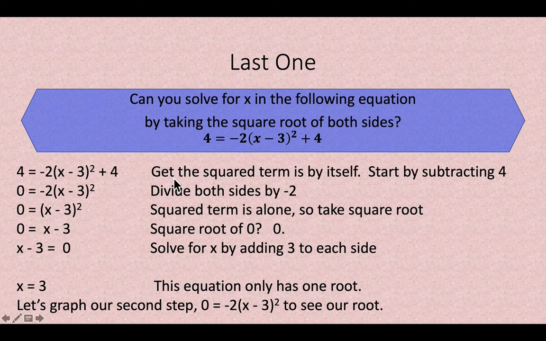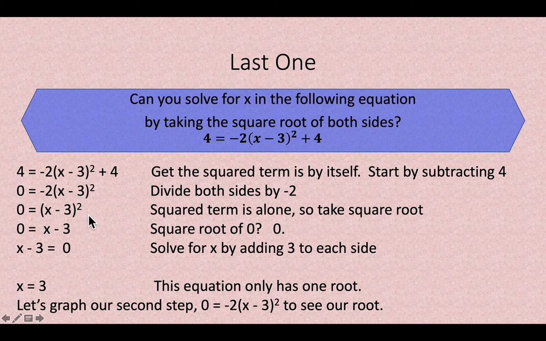So here we've got to get our square term by itself. So let's start by subtracting this 4. You subtract 4 from both sides, and you end up with -2 times the quantity x minus 3 quantity squared, and with a 0 on our left side. Now we want to divide both sides by our -2. 0 divided by -2 is still 0. And on this side, our -2's cancel out, and we end up with the quantity x minus 3 squared.